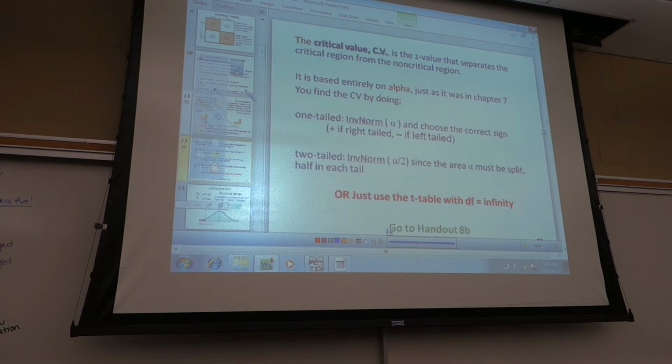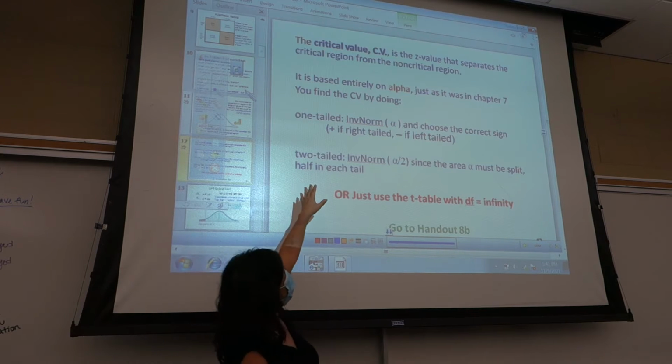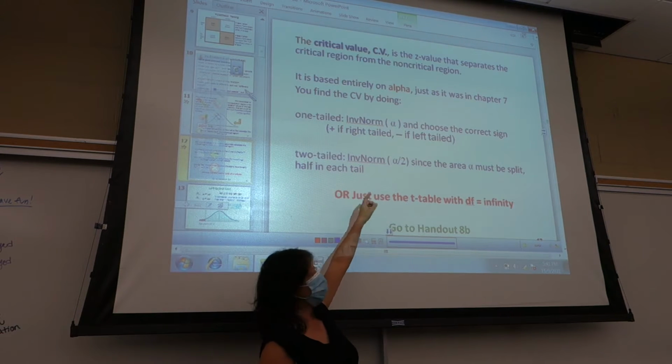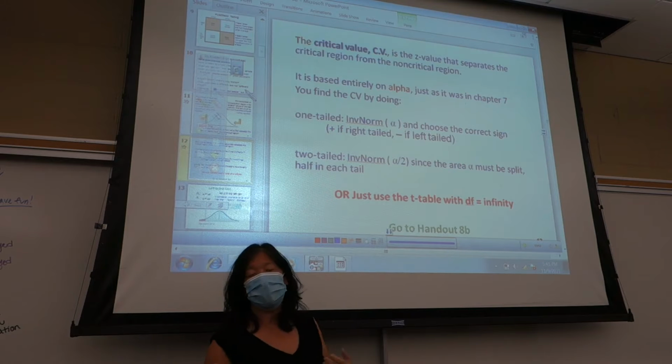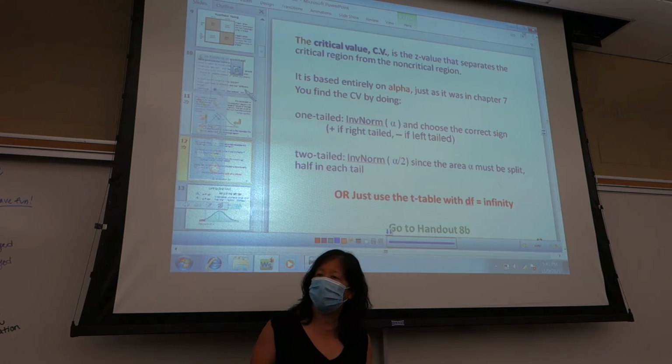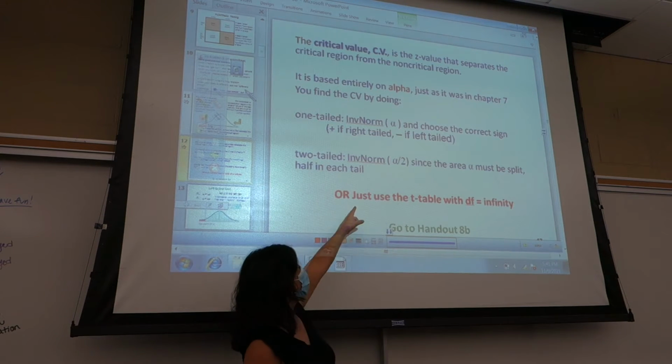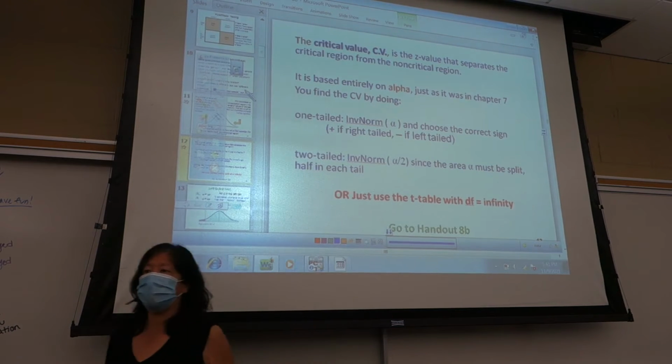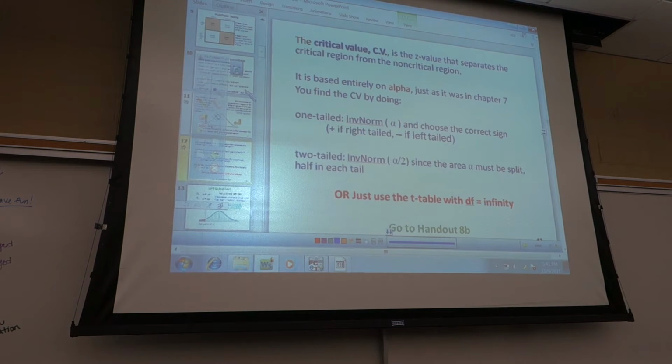Thank you. Right. You can either do this whole inverse norm thing, but that gets really confusing because then you're like, when do I divide by 2? Do I divide by 2? All that other stuff. So instead, we're just going to use a t-table with degrees of freedom equal to infinity. We're going to skip all that confusing divide by garbage and just use a t-table with degrees of freedom infinity because these are our z-scores. Okay, so far? All right.